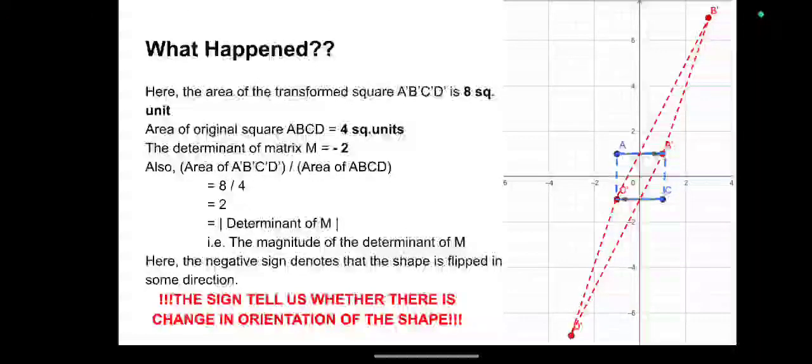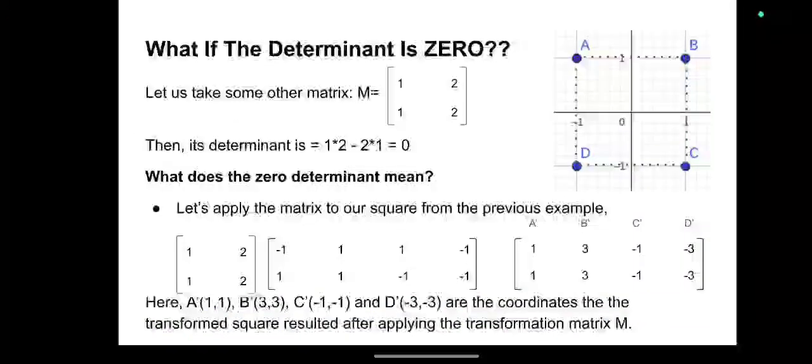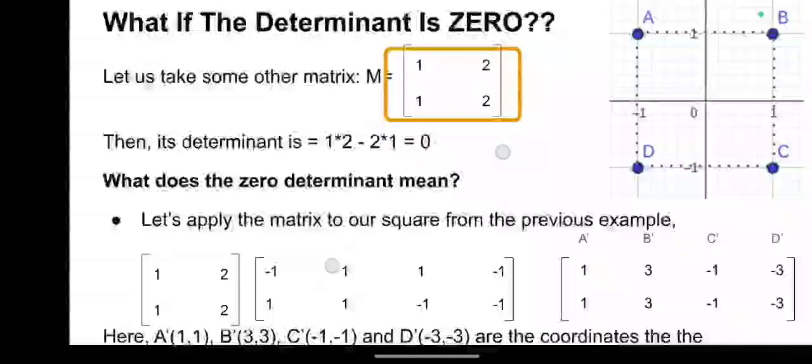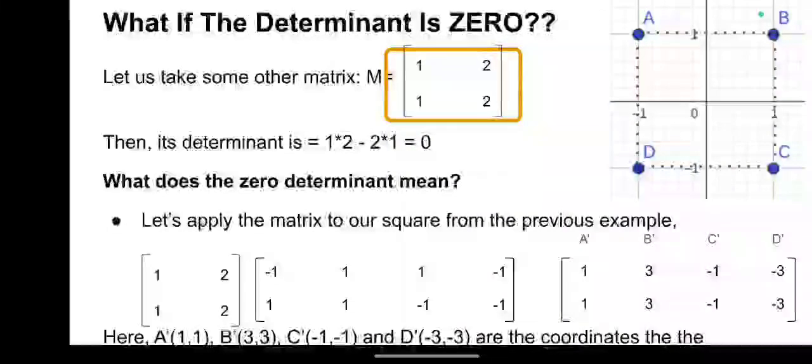So the sign tells us whether there is a change in orientation of the shape or not. And the magnitude of the determinant tells us how much a matrix scales, expands or contracts the space. Now what about a zero determinant? Again we're taking our original square, and a matrix such that the determinant is 0. Here we have a matrix M with values 1, 2, again 1, 2. So the determinant is 1 times 2 minus 2 times 1 equals 0.